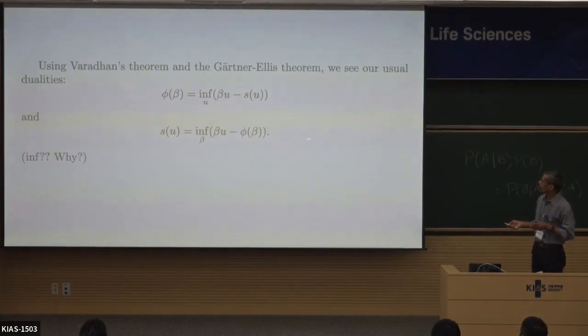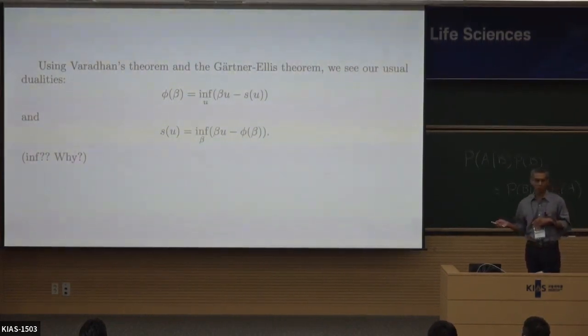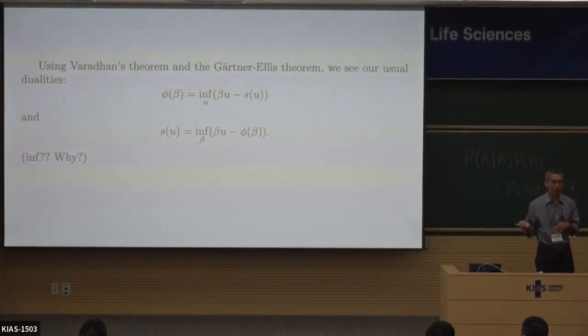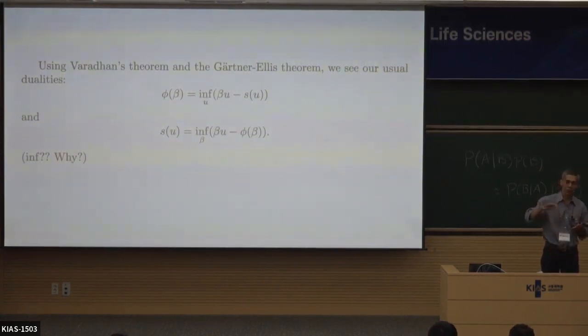And these are our usual dualities, phi of beta, which is, remember, the Massieu potential. So you see an infimum here, not a supremum. It's an infimum. Why? Because we're talking about concave functions, right? So if I put minus signs on both sides, then I would have supremum. But this is the usual definition. The entropy is a concave function. The free energy is a convex function. We are working with the Massieu potential, which happens to be minus the free energy with the usual definitions. Okay? And that is what I have for you today.